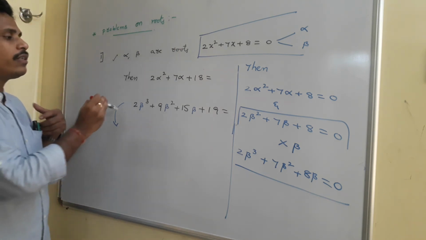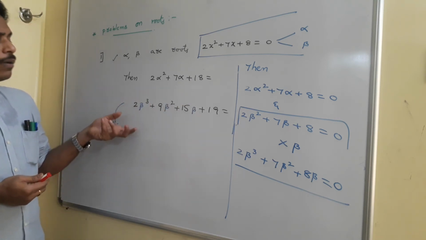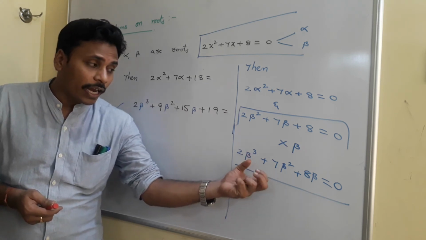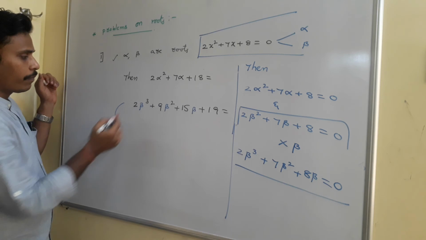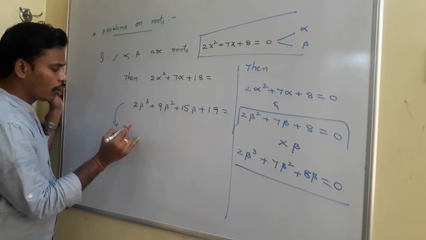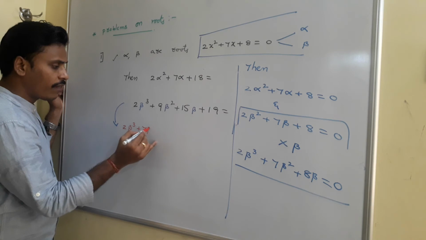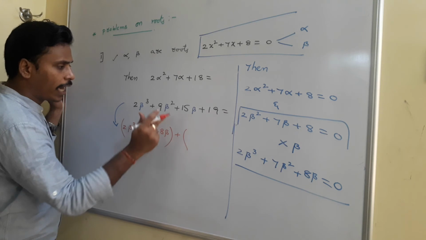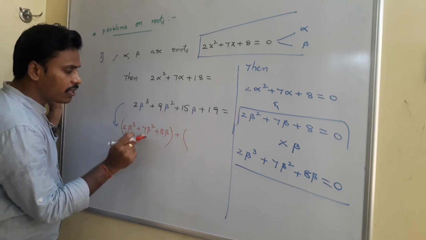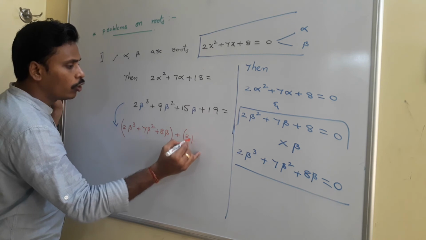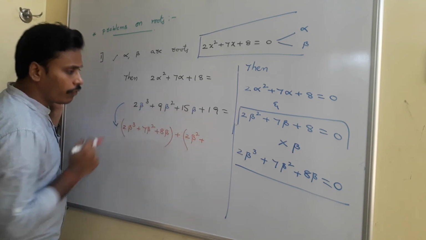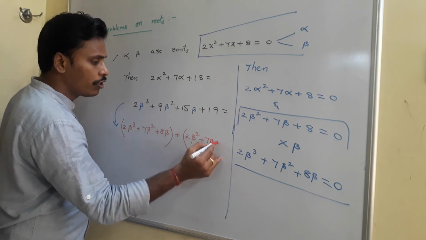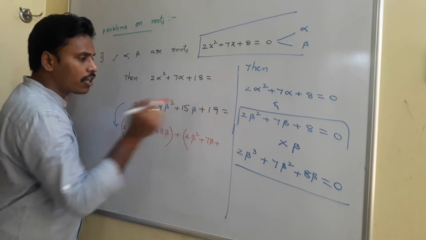Now I need to find this value. But see here, it is 2 beta cube, 9 beta square, 15 beta. But this value is 0. So you just try to make this group from the given thing. Now here I am just rewriting 2 beta cube plus 7 beta square plus 8 beta in one group, plus actually there is 9 beta square. I utilized 7 beta square in this group and the remaining value is 2 beta square. And actually it is 15 beta. I utilized 8 beta here, still I have 7 beta, just use it here. And now the constant value is 19.